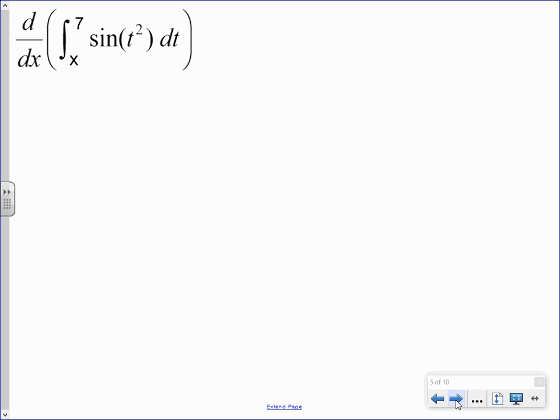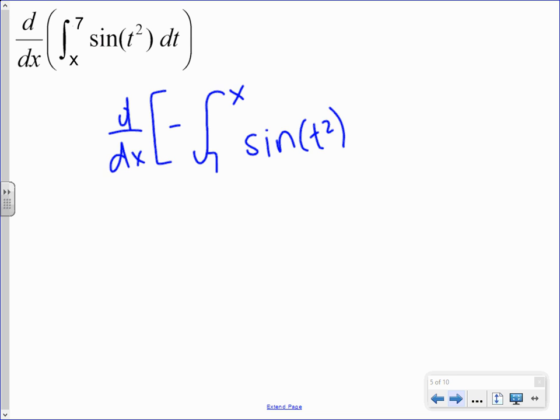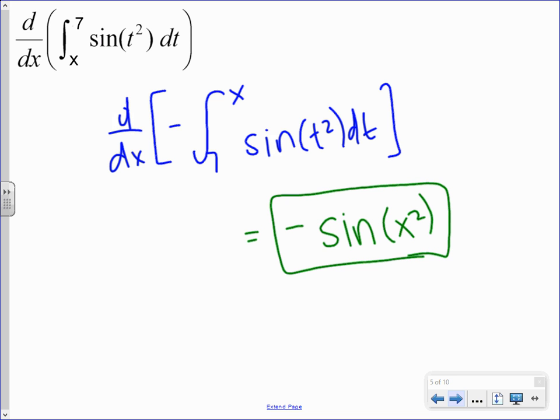Okay, so we need to think of this as the derivative of negative the integral from 7 to x, sine of t squared dt. And some of you are just going to think about that in your head and automatically go to, well, this is just negative sine of x squared. Some of you may want to write it down. Some of you may want to just think about it in your head. I can be flexible either way.